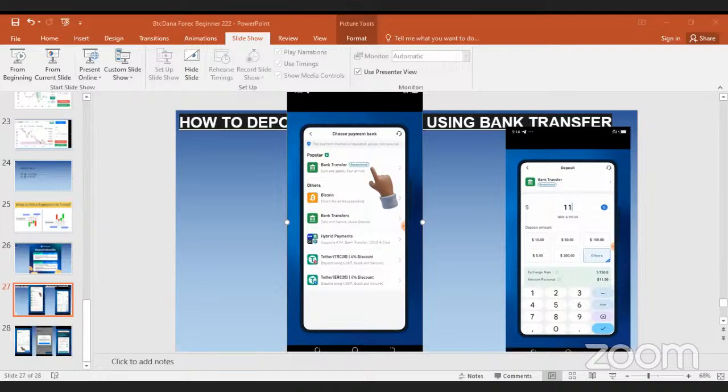It's going to bring you to this bank transfer again. Click on this bank transfer and it will take you straight to where you are going to enter the amount that you want to deposit. Now you've entered 185,000 naira. Then you want to click on deposit.